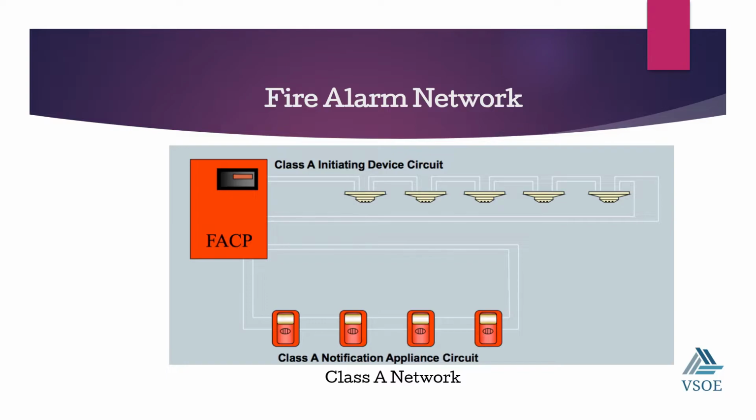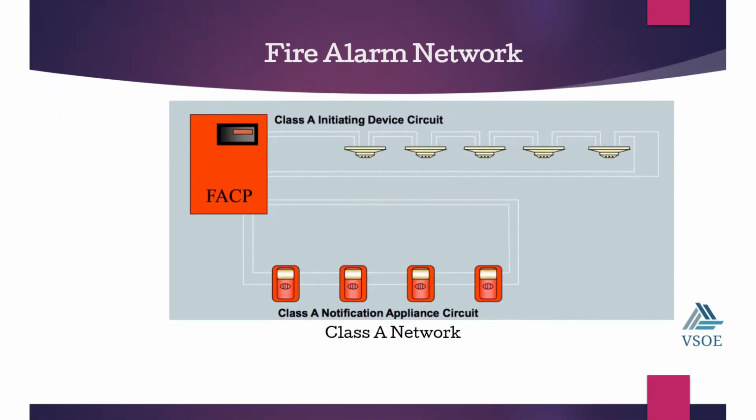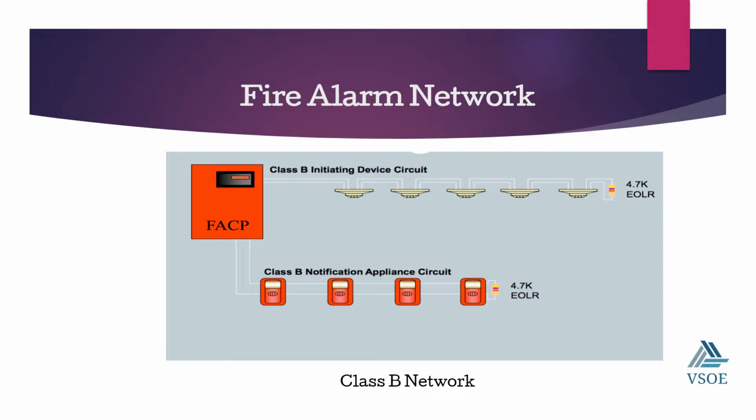So we'll utilize two of those outputs, or inputs rather, for the notification or the initiating device, right? So within the Class B network, we're going to always terminate with an end of line resistor, right? And it is just a simple loop of one device to another, all right? And that does not require a looping back to the panel.